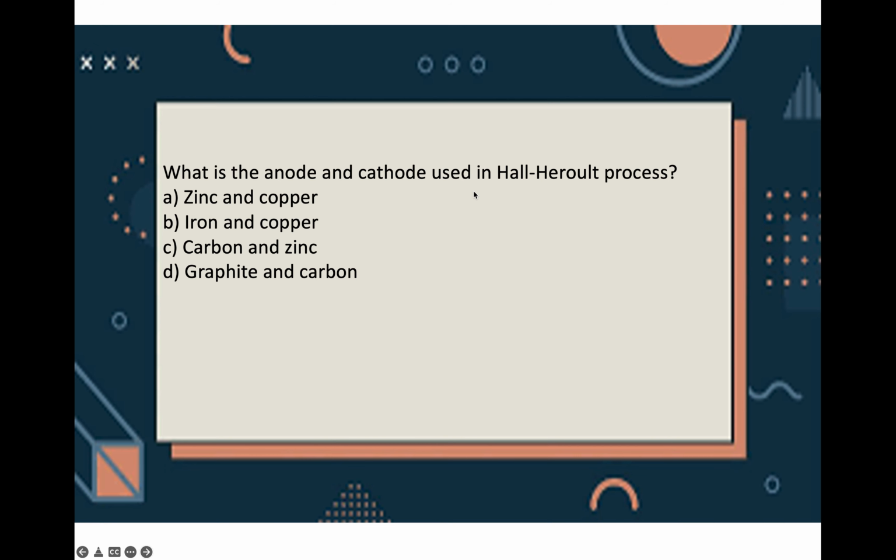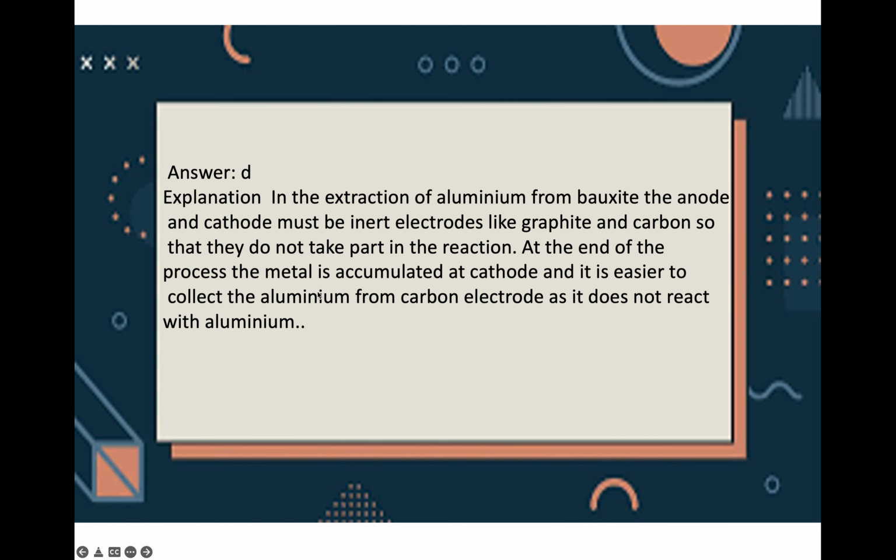Okay, what are the anode and cathode used in the Hall-Heroult process? Is it zinc and copper, iron and copper, carbon and zinc, or graphite and carbon? The correct option is graphite and carbon, because in the extraction of aluminum from bauxite, the anode and cathode must be inert, like graphite and carbon, so that they do not take part in the reaction. At the end of the process, the metal will be accumulated at the cathode, and it's easier to collect aluminium from the carbon electrode as it does not react with aluminium. So option D.